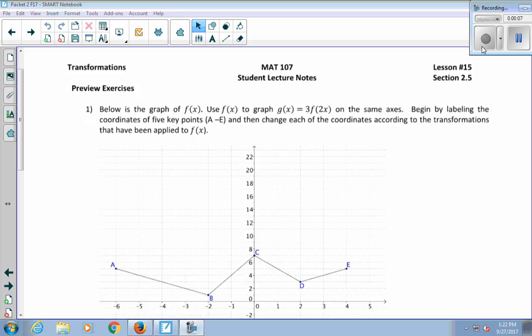We're given a graph of f of x, and we want to use this graph to graph g of x, which is a transformation of f of x. It's 3 times f of 2x. We're going to graph it on the same set of axes.